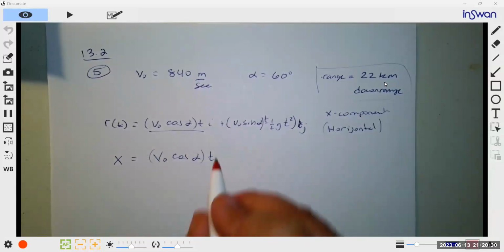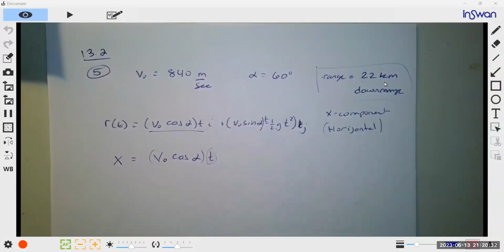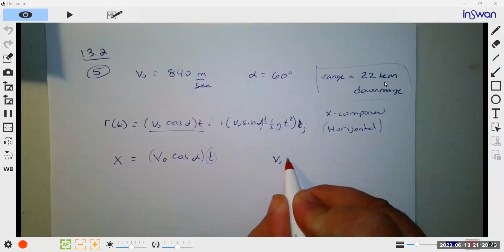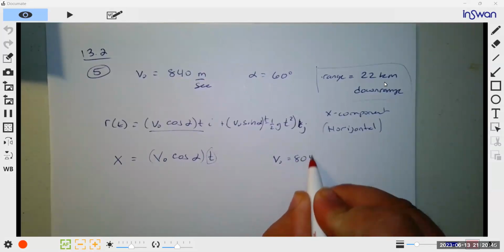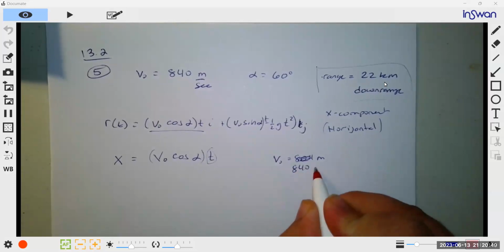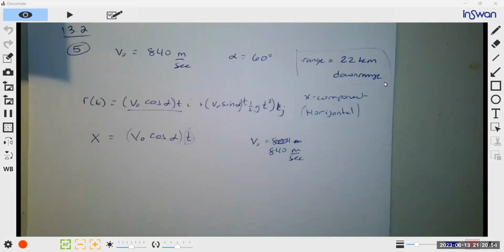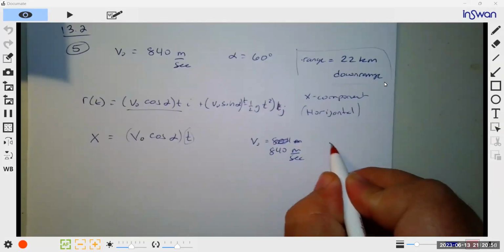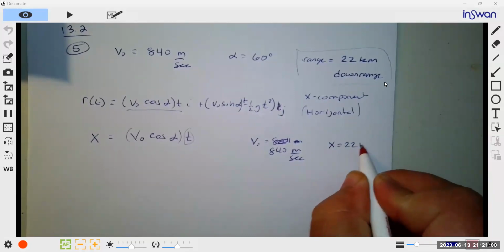And it's asking us how long. So we're saying, look, it's solving for t. What do we have so far? Well, we know our initial velocity is 840 meters per second. We want our final range to be 22 kilometers.